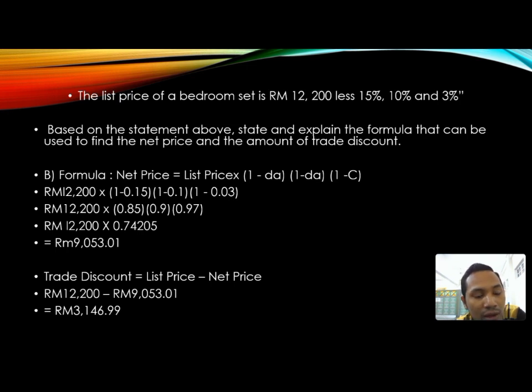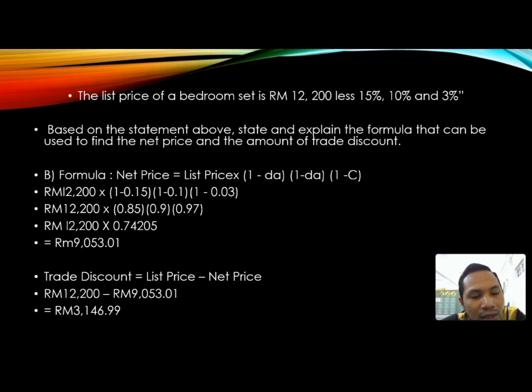The list price is 20,200. We multiply by the percentages of the trade discount. The first trade discount is 0.15, the second 0.1, and the cash discount is 0.03. The final answer we can get is 9,053 ringgit and 1 cent.